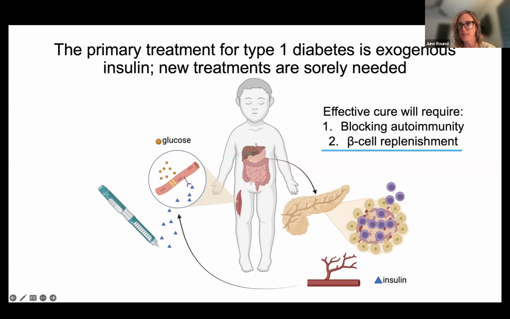So when thinking about an effective therapy or an effective cure, it's really going to require two components. The first is going to be blocking that autoimmune infiltration into the pancreas and destroying those beta cells. So that will really have to be one of the first things that happens. But then, of course, once beta cells are destroyed, they really don't naturally turn over. So once they're destroyed, you don't get them back. So another component of an effective therapy is going to be the ability to regenerate or replenish lost beta cells. And really, this is going to be the implication for some of the work that I'll share with you today.